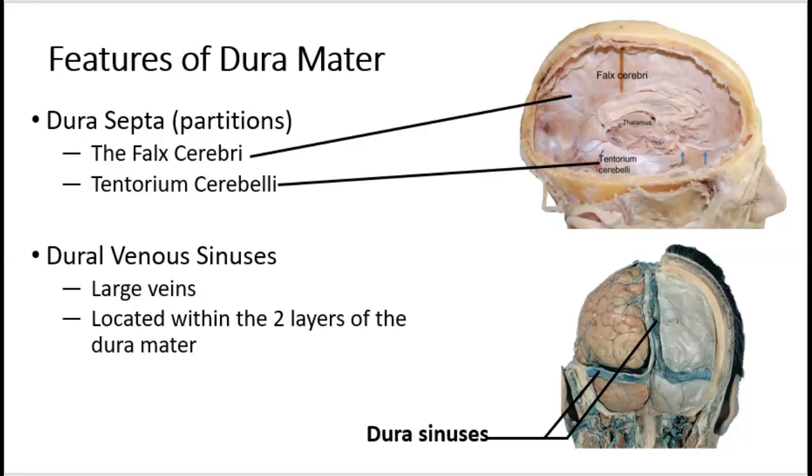Another feature of the dura mater and its 2 layers relates to the fact that in some regions these 2 layers separate and allow the formation of large veins. These veins are called dural venous sinuses, and they collect venous blood from the brain to be returned to the heart through the internal jugular veins.